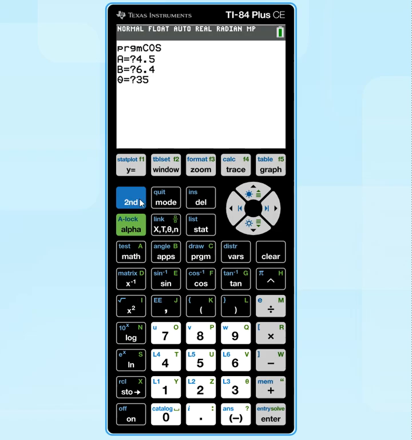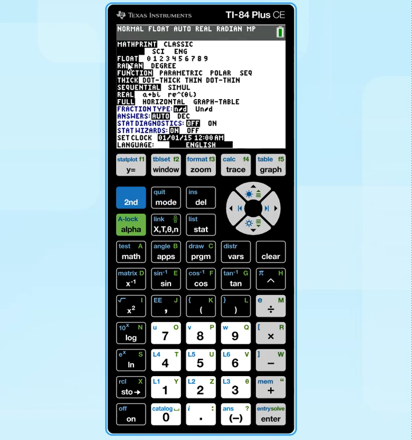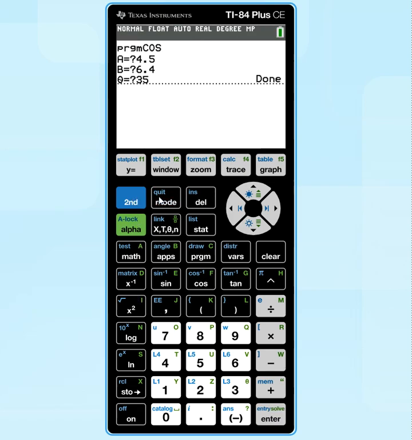Let me quit out of this for a minute. I want to check my mode. Now notice my mode is in radian mode. I need that to be in degree mode. So I need to scroll down here and put it in degree mode. Alright, now I'm going to enter that. I'm going to quit out of that.